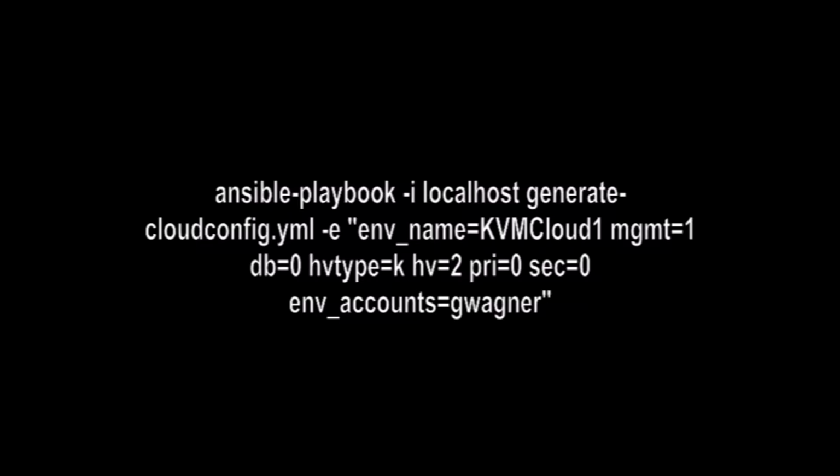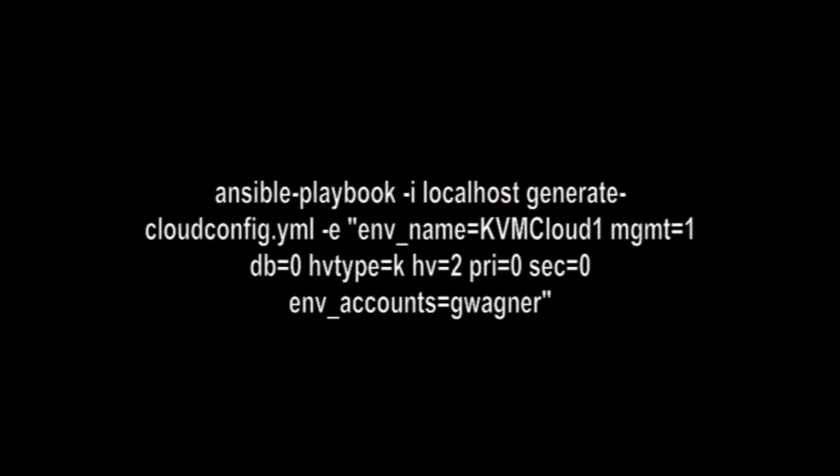I want a hypervisor type of KVM, which is -k equals K. If I want Xen server, I put X there. If I want VMware, I put a V there. And then how many hypervisors do I want? I want 2, so I want 2 KVM hypervisors. Primary and secondary parameters are 0 at the moment because those are future things that we're working on. And environment account is which account on my lab.shapeblue do I want to use to deploy this nested environment. Okay, so we're going to run that.